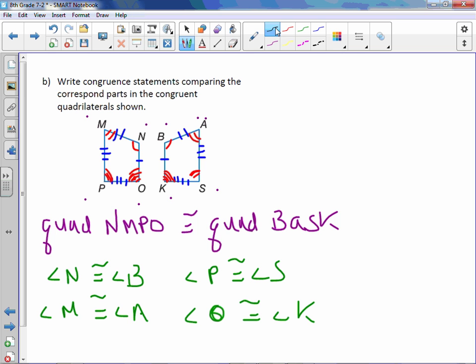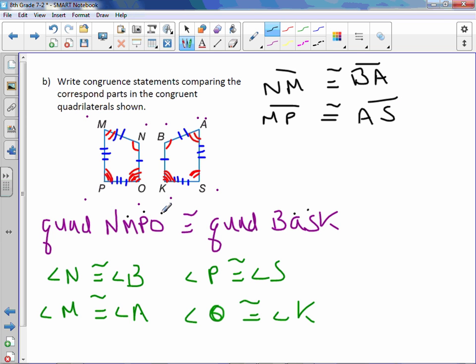In the line segments, which you can also do for line segments, a neat little trick here, as long as your letters are appropriately in the right order, you can actually name them from here. So I can say NM is congruent to BA. And then I can say MP is congruent to AS. And then PO is congruent to SK. And the last, I would say that ON is congruent to KB.